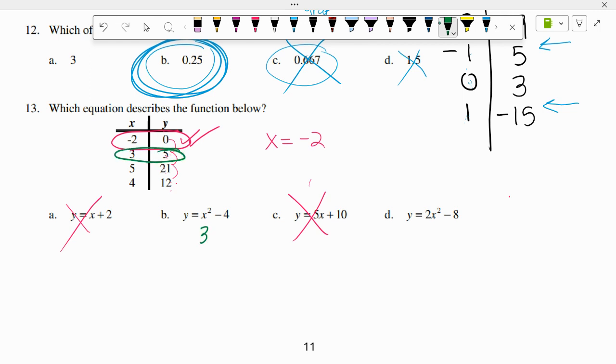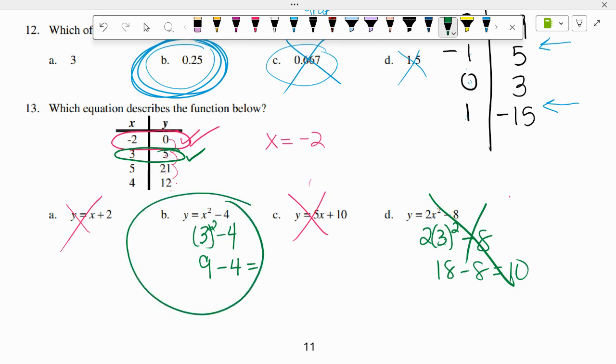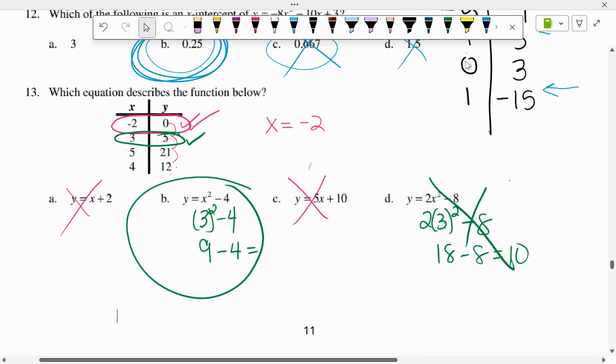Let's see. If I plug 3 into this, what is 3 squared minus 4? If I plug 3 into this, what is 2 times 3 squared minus 8? 3 squared is 9, minus 4 is 5. That matches this ordered pair. 3 squared is 9. 2 times 9 is 18. Minus 8 is 10. That doesn't match. So this is your answer. Did you guess it right, Noah?